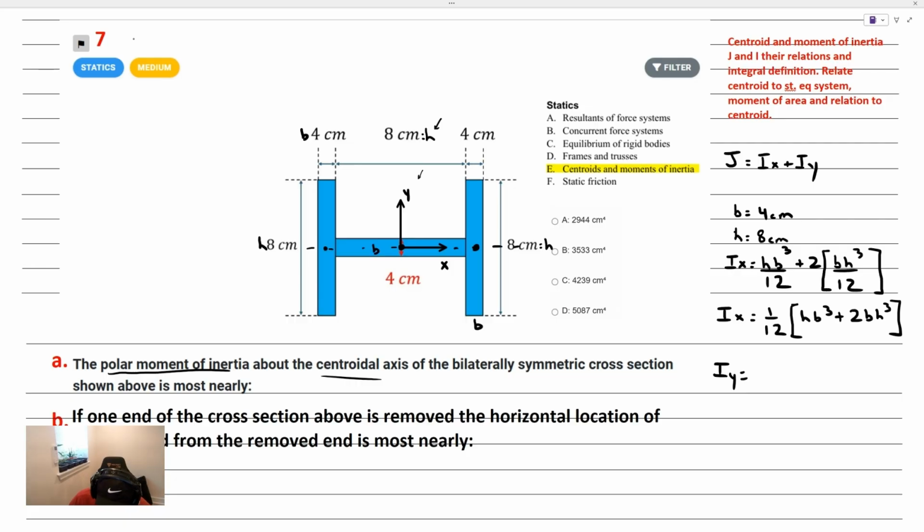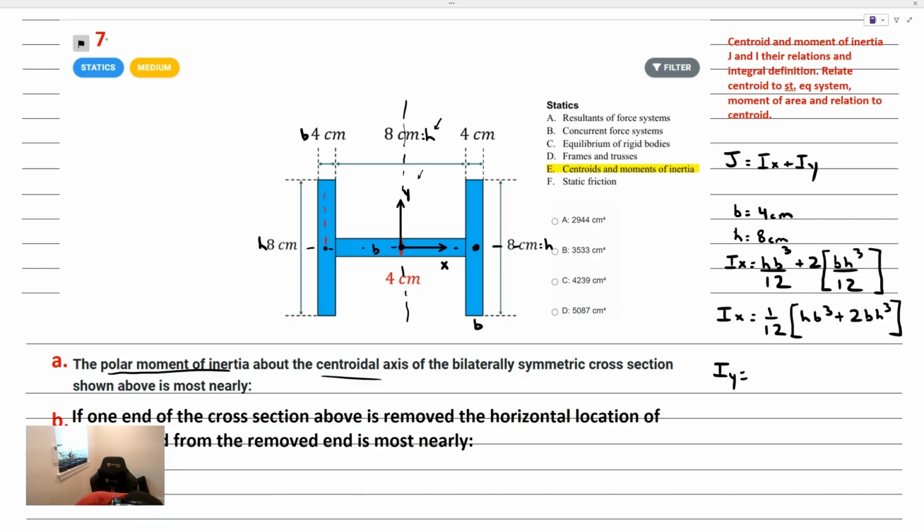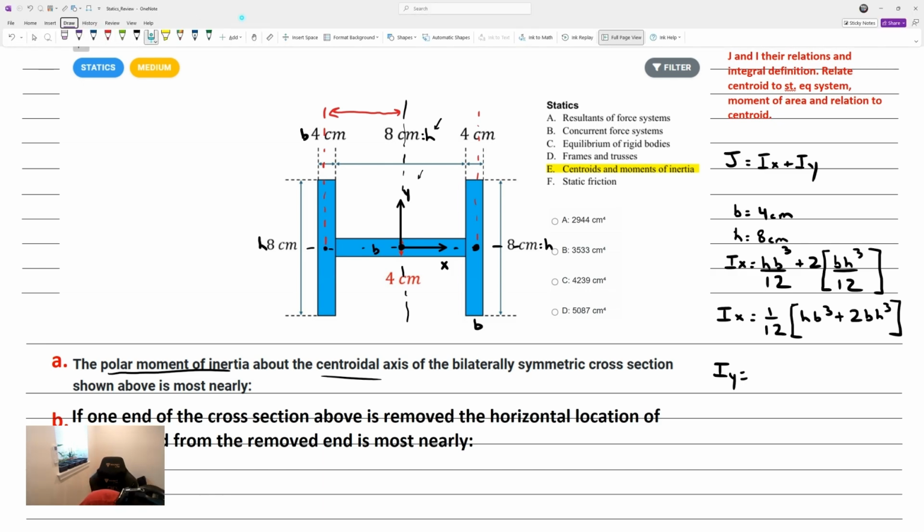What about for Iy? Now, when we look at Iy, if we draw in the y-axis to try to visualize, you could see that there are three distinct y-axes that would pierce through the centroids of these bodies. And there's a specific distance between these bodies that we would need to translate using the parallel axis term. Instead of doing that, we're going to use addition and subtraction to align all the shapes that we choose with the centroidal y-axis of this body.